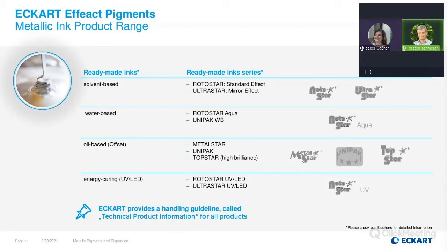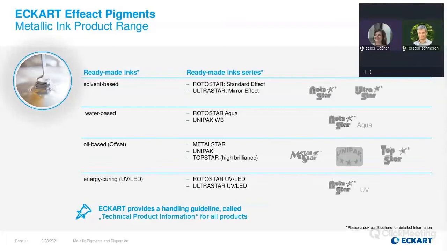In water-based systems, we have RotoStar Aqua and Unipack WB, which are brands for products mainly in label and carton box manufacturing. These offer more or less the same effects on paper substrates as the solvent-based RotoStar inks. For offset oil-based, we have MetalStar, Unipack, and TopStar as a high-end grade, also based on mirror effect pigments from the Metaloo series. And also in energy curable formulations, we have a series called RotoStar UV and also RotoStar LED for those customers who have installed LED curing units.